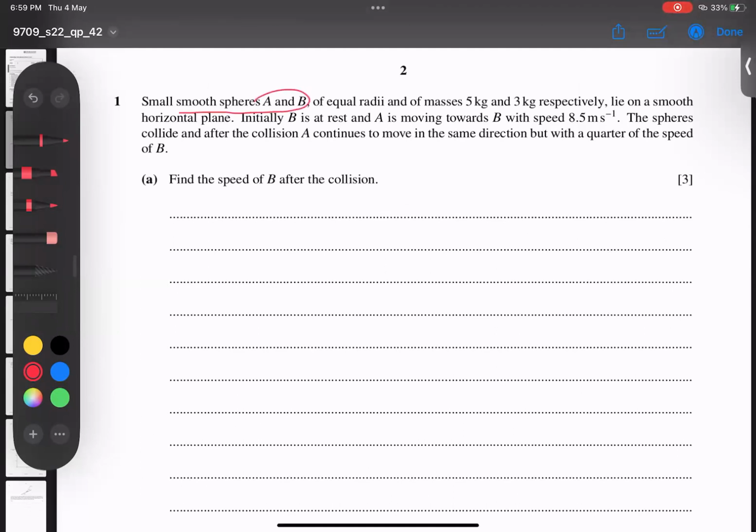Smooth spheres A and B of equal radii, and masses 5 and 3. So one mass is 5 and one mass is 3. And it lies on a smooth horizontal plane, so friction is equal to 0. Initially, B is at rest, so the starting speed of B is 0.